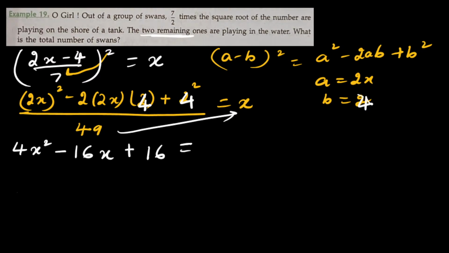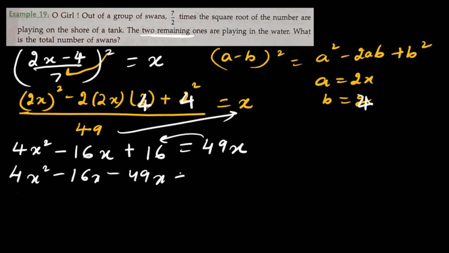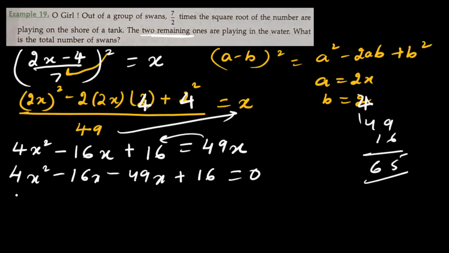This 49, let's shift to the other side. So 49, when we shift to the other side, this will get multiplied. So 49x I'll get. Now let's shift 49x also to this side. So 4x square minus 16x minus 49x, because plus 49 when I shift to the other side, it will get minus, 49 plus 16 as it is. So these are like terms. 49 and 16 are like terms. We can just add them. So on adding both of these, we'll get 65. So 4x square minus 65x plus 16 is equals to 0. So this is the required quadratic equation.